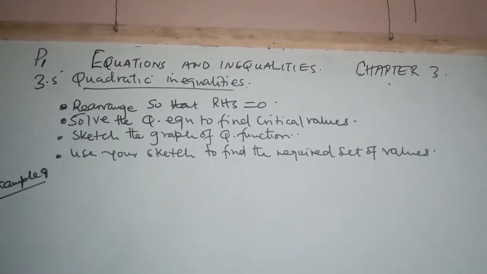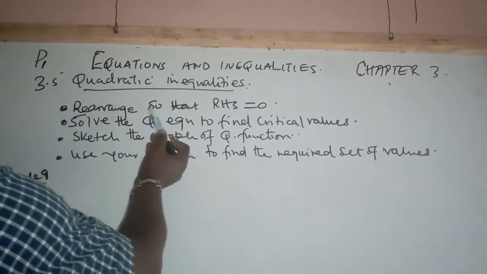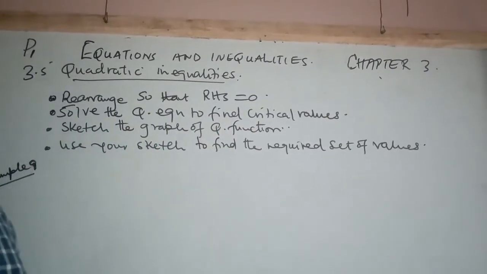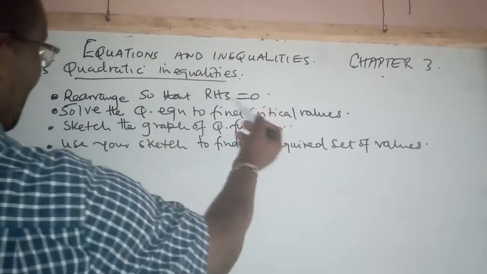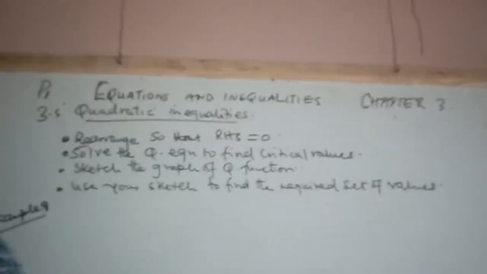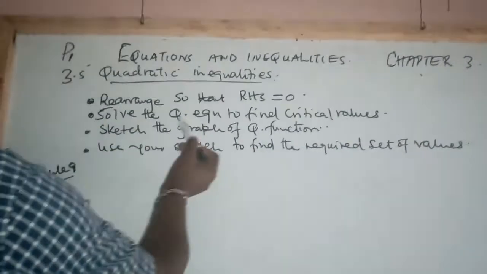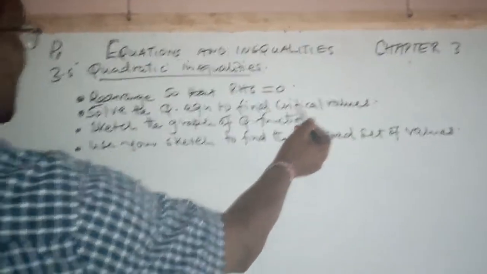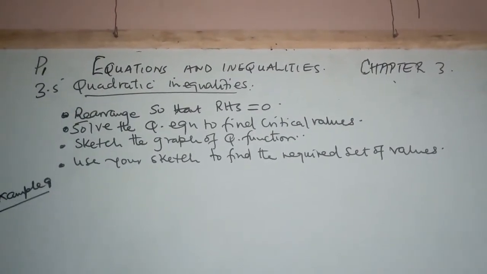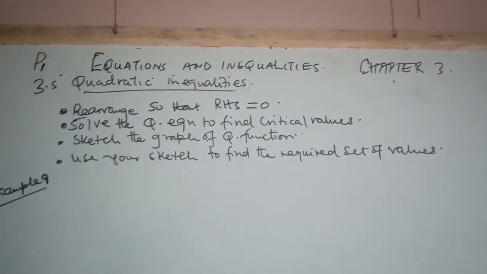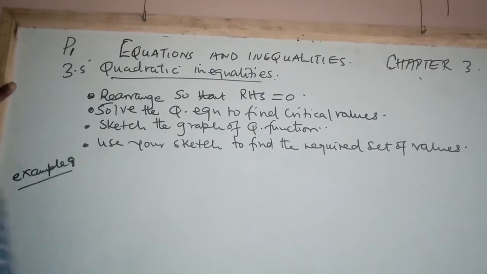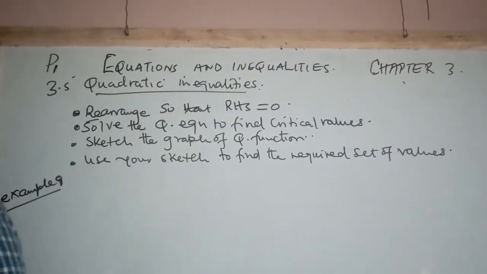For example, before we do anything, we need to rearrange the given quadratic inequality so that the right-hand side is equal to 0. We are going to talk so much about y equals 0 when you are solving inequalities. Second step, solve the quadratic equation to find the critical values. Of course, we know when we solve a quadratic equation, either graphically or otherwise, we always find the critical values, the values of x where the curve cuts the x-axis.